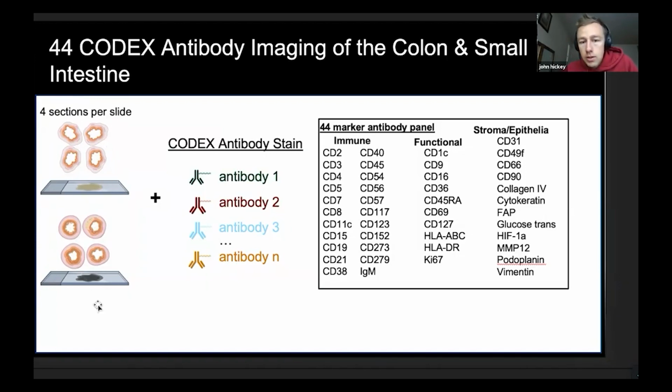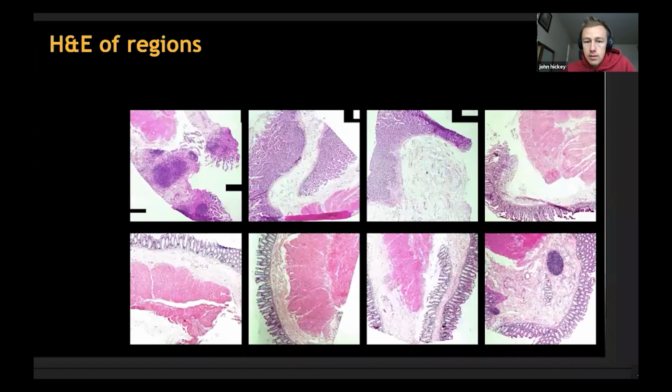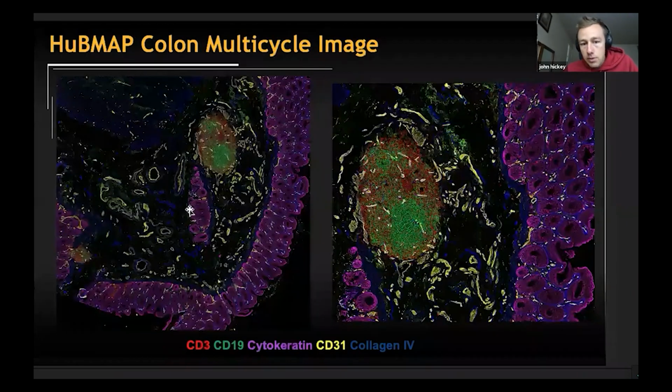We put them on the same cover slip, and we run a 44 antibody panel on those tissues using the CODEX imaging technology. And you can see the types of regions that we ran. These are H&E stains after the CODEX imaging. This is an example image of CODEX multiplex imaging at 2 different zoomed in views. And here there are only 5 of the 44 markers shown, but it illustrates how good the resolution is and how many markers you can do, and the types of cells, right?